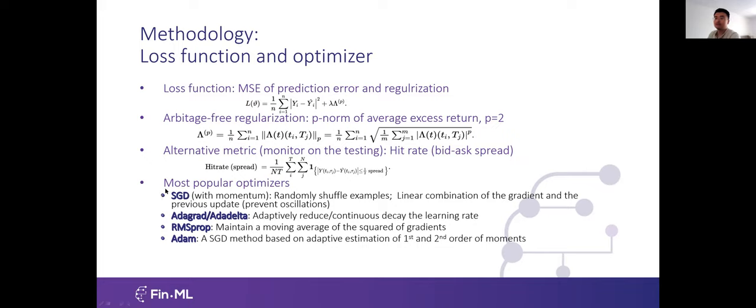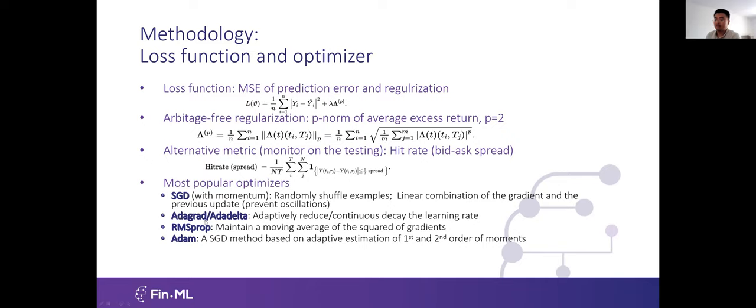Now I'm going to introduce some of the optimizers. Based upon my experience, I tried all of these. The first is stochastic gradient descent, and we need to use momentum to prevent oscillations. This randomly shuffles the examples between each training, and it combines the gradient with the previously updated gradient. But in training, this converges very slowly, and it gives a locally optimal result.